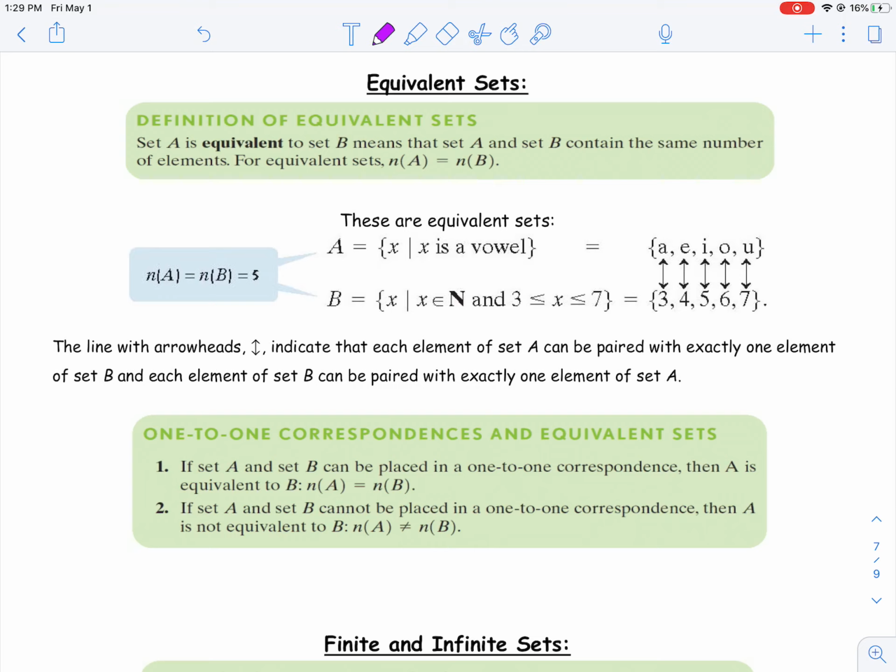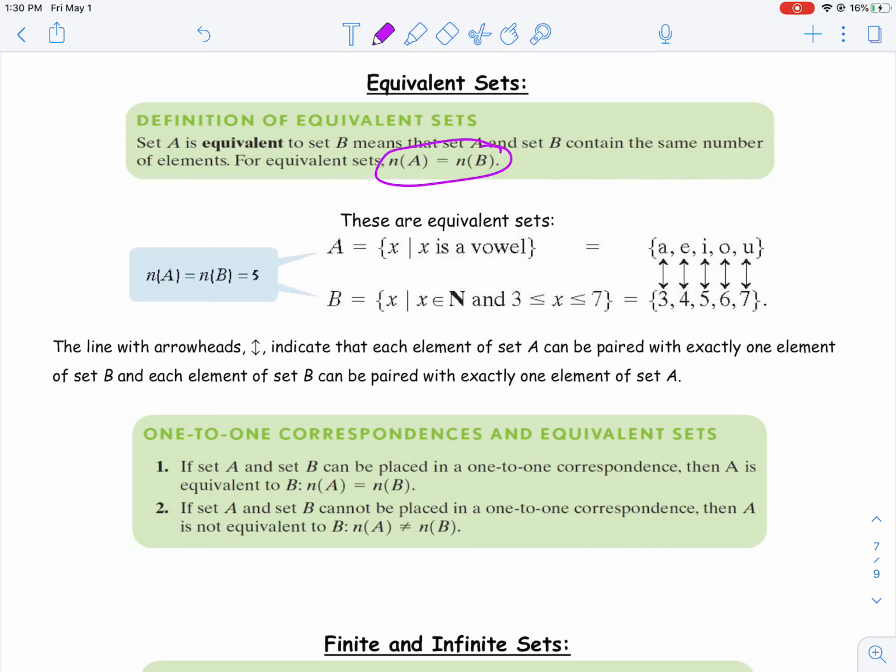Make sure you go back and review some of the main things that we've talked about before moving on, doing your homework, and moving on to the second section. In this last video, though, we're going to talk about what we call equivalent sets. Equivalent sets are sets that contain the same number of elements.